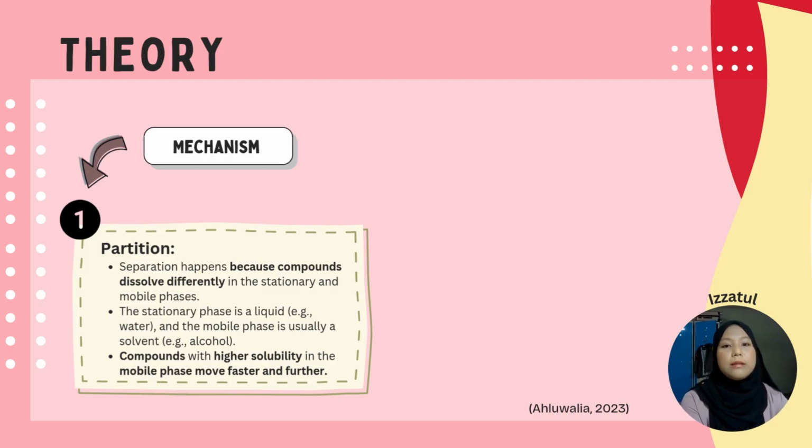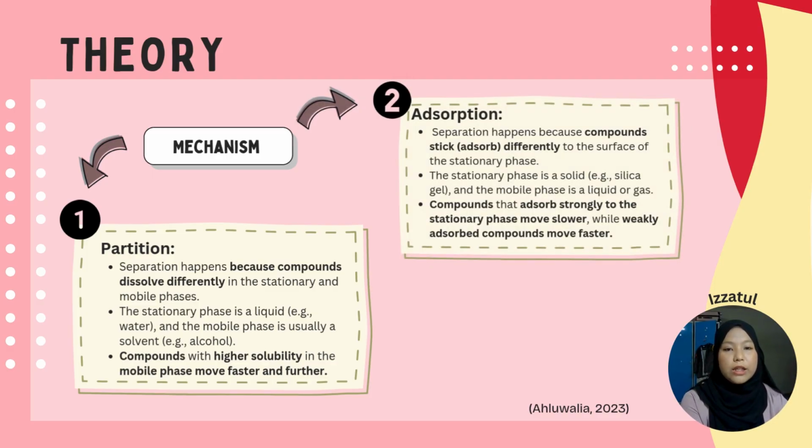The second mechanism is adsorption, where separation happens because compounds stick differently to the surface of the stationary phase. The stationary phase is a solid such as silica gel, and the mobile phase is a liquid or gas. Compounds that adsorb strongly to the stationary phase move slower, while weakly adsorbed compounds move faster.